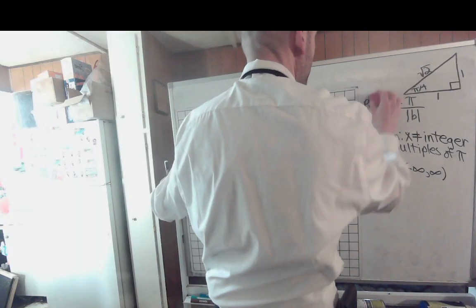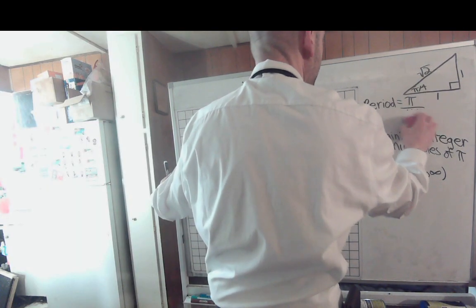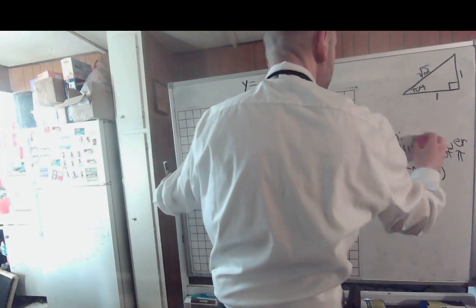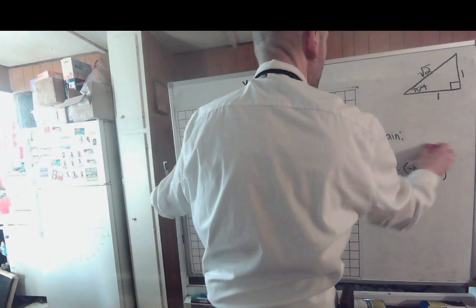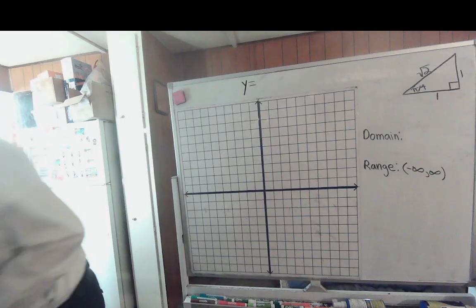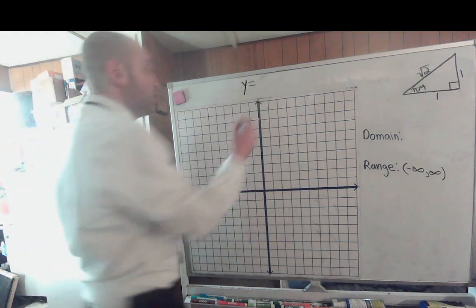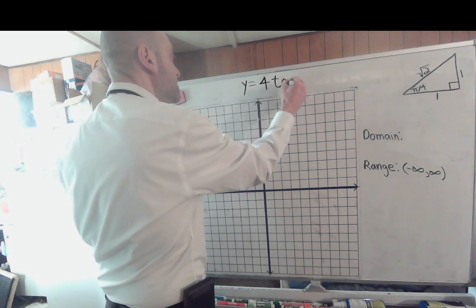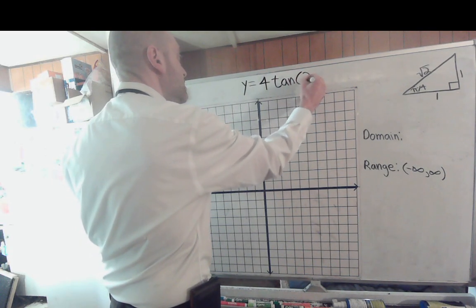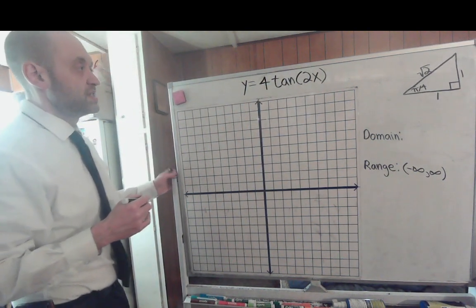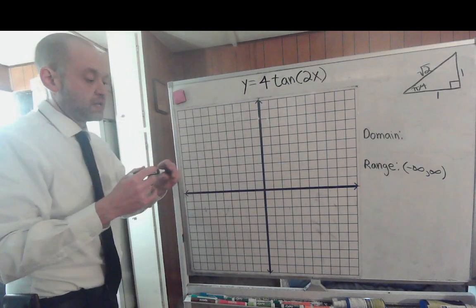Alright, I'm going to keep that triangle up here. Now the domain could vary between each one. The range should not change at all. It's going to be negative infinity to infinity. Alright, so let's do y equals 4 times the tangent of 2x.